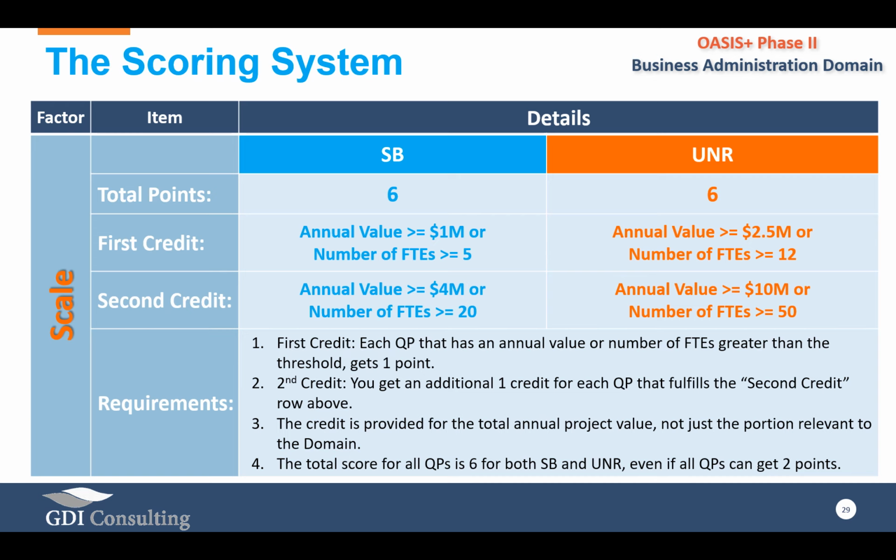Note that the credit is provided for the total annual project value, not just a portion relevant to this domain. So maybe the scope of your contract covered a lot of different things, one of them is business administration. They're not going to sit down and separate these things from each other. They're going to look at the total annual value of the contract itself.